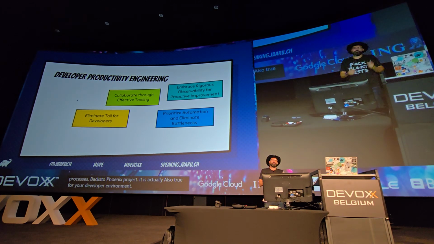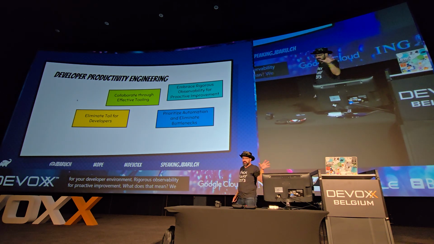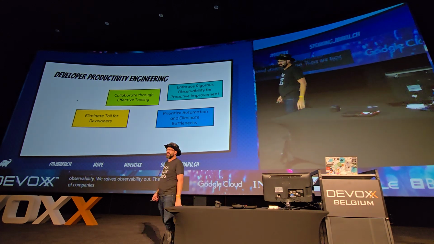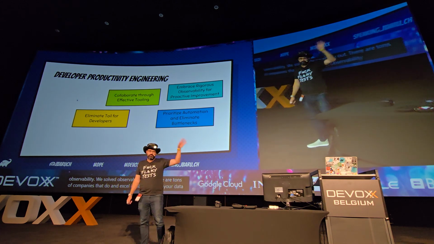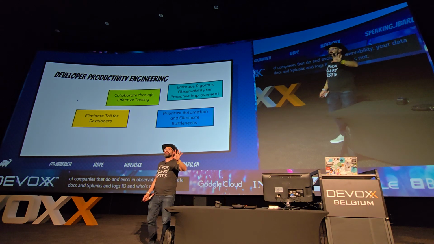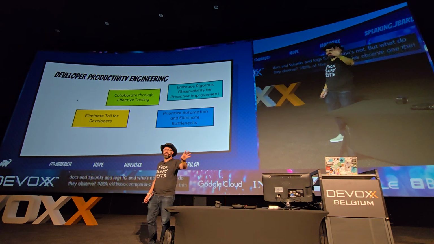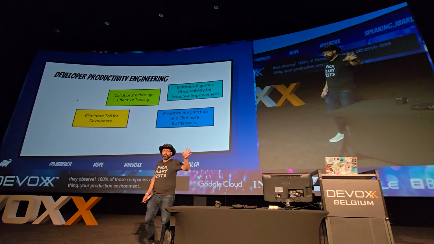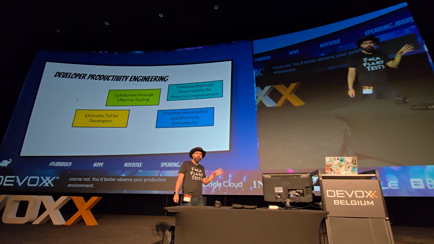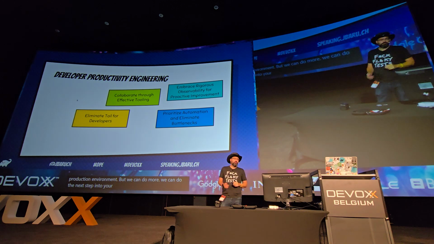Rigorous observability for proactive improvement. What does that mean? We have observability. We solved observability. There are tons of companies that do and excel in observability, your Datadogs and Splunks and Logz.io and whoever else. But what do they observe? 100% of these companies observe one thing, your production environment. Is it a bad thing? Of course not. You'd better observe your production environment. But we can do more. We can do the next step into your developer environment and observe it as well.